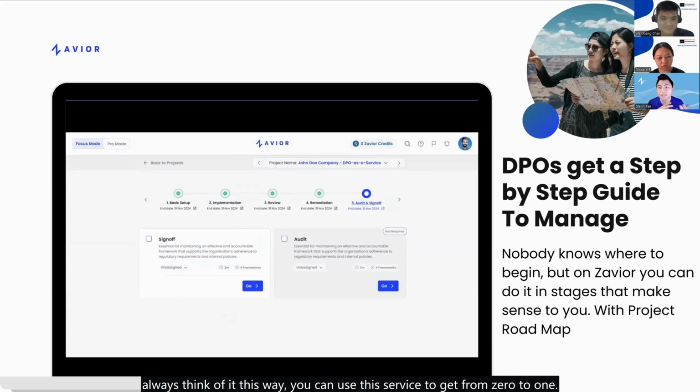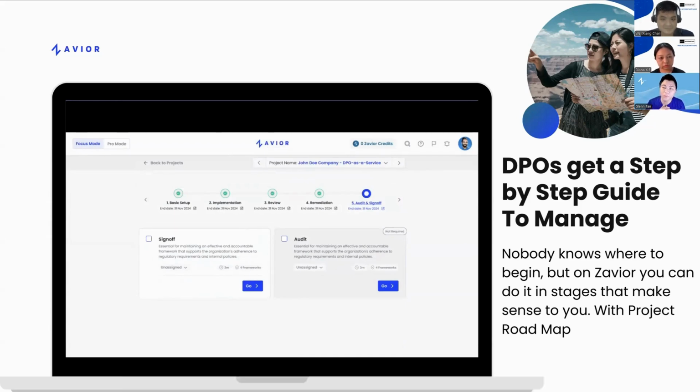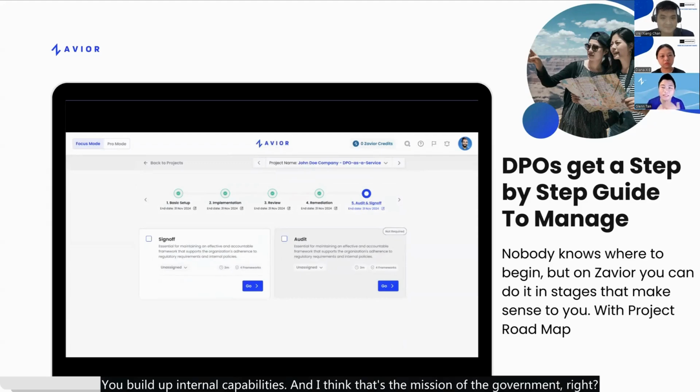And ultimately, I will also say in the long term, always think of it this way. You can use this service to get from 0 to 1. Then later on, if you want to stay at 1 or 1.2, right, you can run it on your own. You build up internal capabilities. And I think that's the mission of the government, right? The mission of the government is to ensure people learn to handle data well.